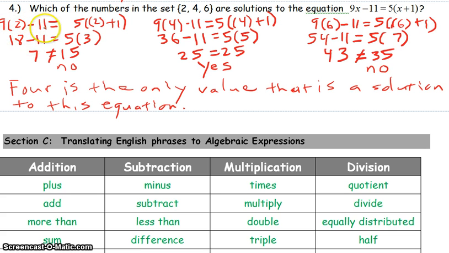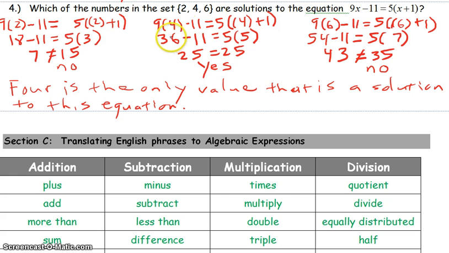9 times 2 is 18. We bring down our minus 11, and we bring down our equal sign. We have 5 and the parenthesis 2 plus 1. 2 plus 1 is 3. Now 18 minus 11 is 7. 5 times 3 is 15. We know 7 does not equal 15, so your answer is no.